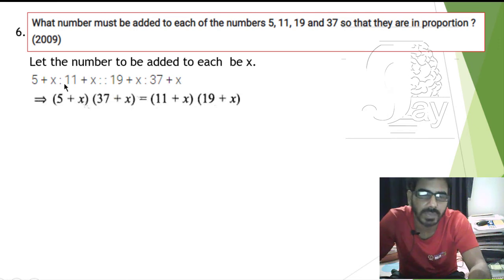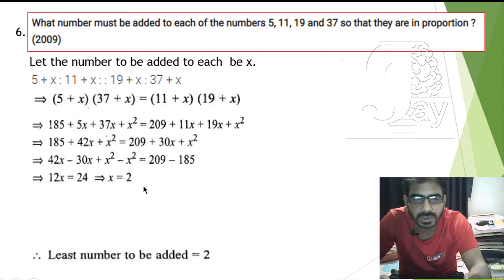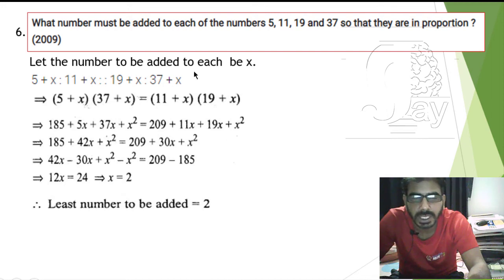So we write 5 plus x is to 11 plus x. That is same as 19 plus x is to 37 plus x. Again applying that product of extremes, that is 5 plus x into 37 plus x. You can easily see that this is the first term and this is the last term. So the product of the extremes is equal to the product of the means. So we get, by multiplying and calculating, solving for x, we get x equals to 2. So the least number that is to be added to each of the given numbers is 2.